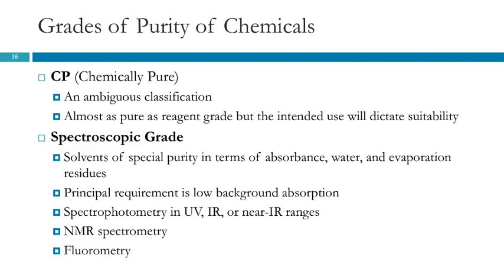Spectroscopic grade, as the name suggests, is intended for use in spectroscopy. Here, we're concerned with purity in terms of the absorbance that it has, water that might be present in it, evaporation residues. So those are concerns that might not be of importance in another application, but for spectroscopy it is. So the principal requirement is that it has low background absorption. You don't want any contaminants in it that are going to cause background absorption. So this would be important in spectrophotometry in UV, IR or near IR ranges, NMR spectrometry, fluorometry.